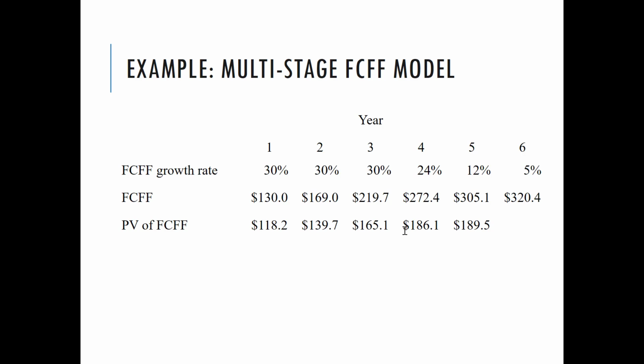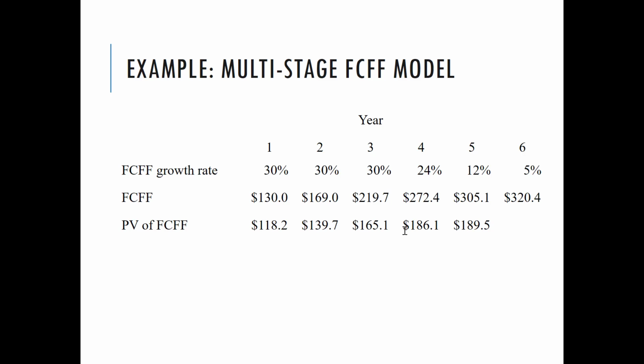First thing that you need to do is just figure out what is the cash flow in year one. Well, the cash flow in year one is based on the cash flow in time 0, which is 100 million, plus the growth of 30%, which gives you 130 million. In year 2, it would be 169 million because it's the 130 multiplied by 1.3. So this gives you your cash flows.